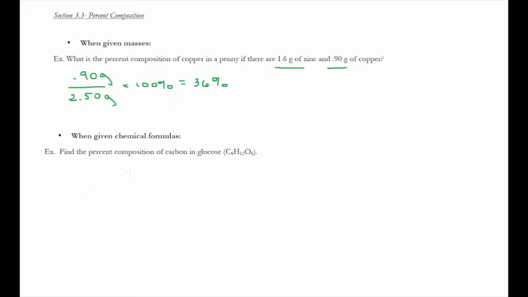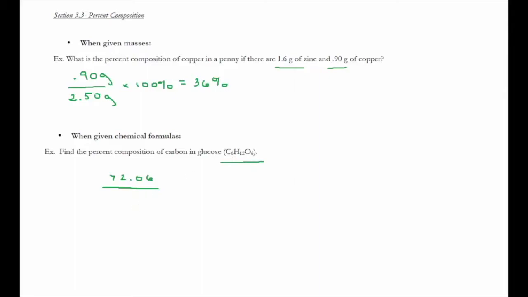Okay? However, if instead of being given the mass, I'm simply given the chemical formula, what you need to do is determine the molar mass of carbon, put that on top, and then take the total molar mass of your compound and see what percent of that entire molar mass carbon is a part of. So if I take carbon, and the molar mass of carbon is 12.01, and I multiply that by 6 because I've got 6 carbons, the molar mass I get for carbon is 72.06 grams per mole. Then I'm going to divide that by the total molar mass of glucose.